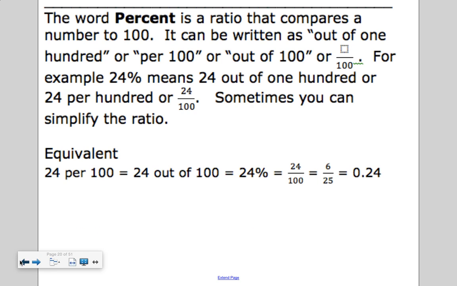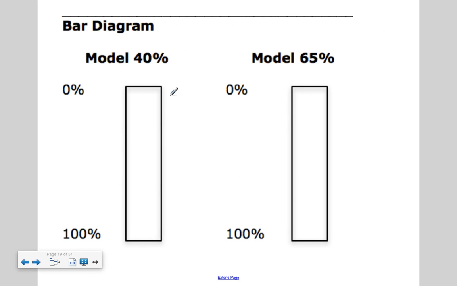For example, this is a bar diagram. If I ask you to shade in 40% of this, we know 50% is synonymous to or equivalent to half. So 50% goes here. So 40% would go from here to here. So this represents 40%.